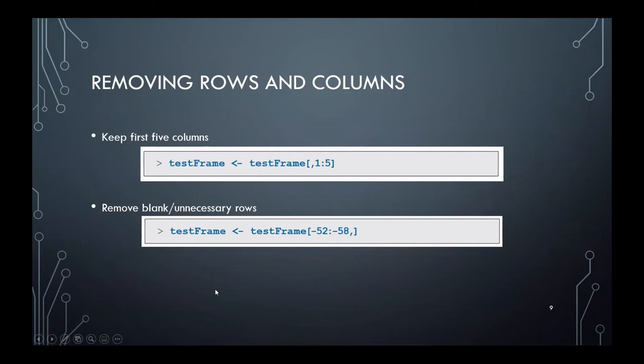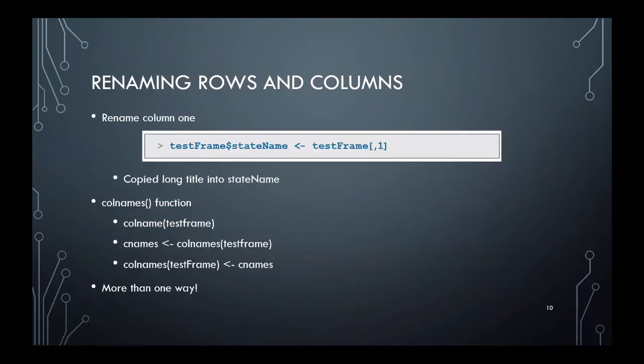Again, you can delete by using that negative sign. We're using the colon again. So rows 52 to 58, delete, because there is the negative sign there. Now, if you display it again, it's going to look much, much better, but we still have that super crazy long column name. So let's figure out how to rename that column name.